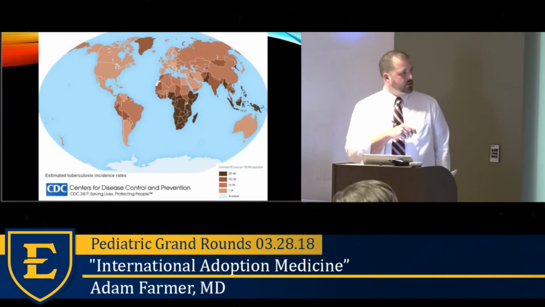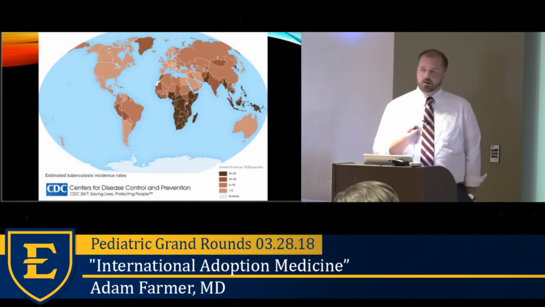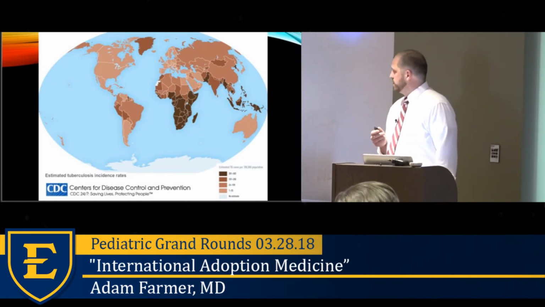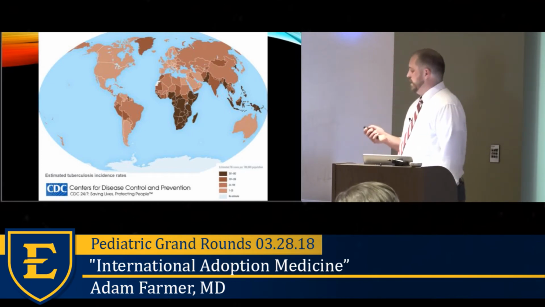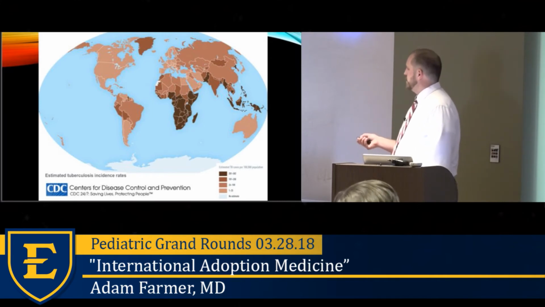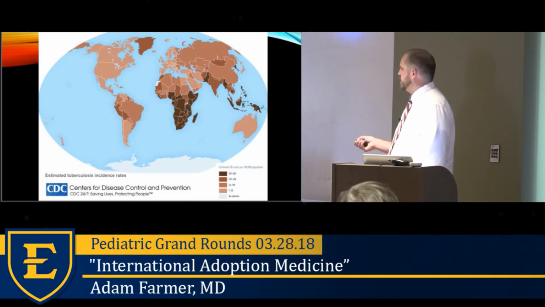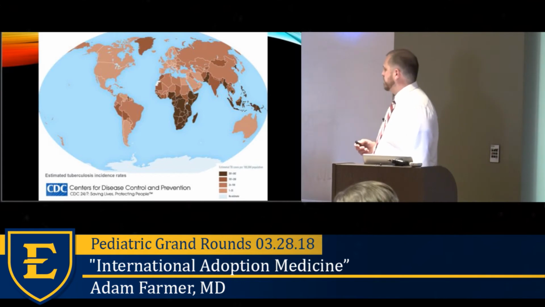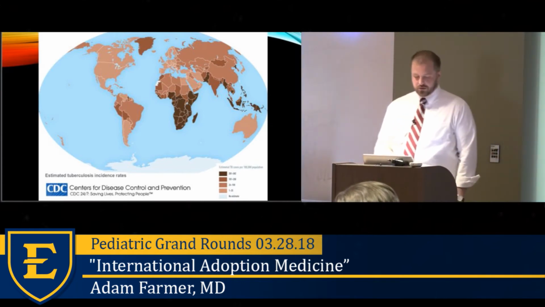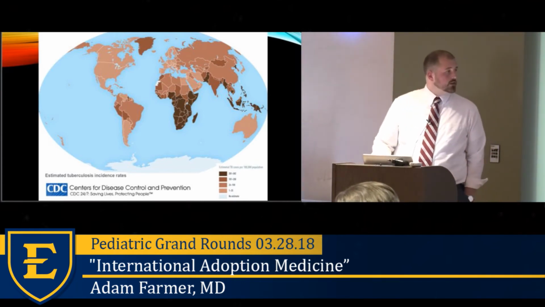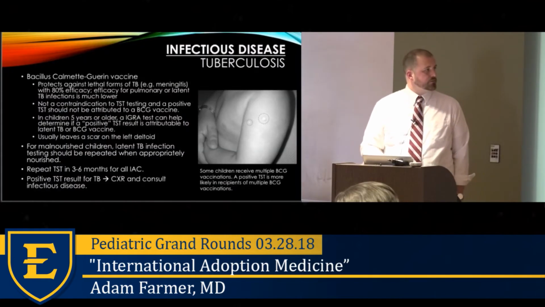Here's a map from the CDC that shows the prevalence of tuberculosis. Again, the darker countries are areas where tuberculosis is more common. You have Central and South Africa, as well as Southeast Asia, being the areas with the most tuberculosis. This is from the 2018 Yellow Book as well.